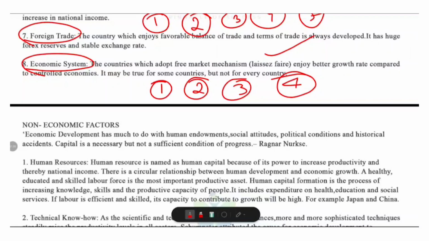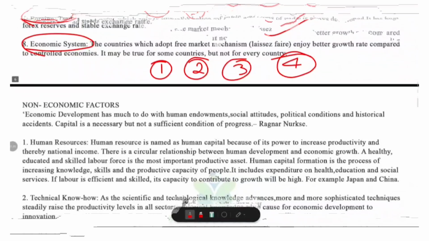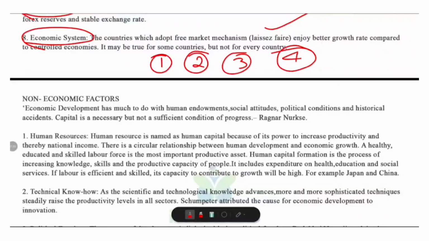Therefore, economic development depends on several interconnected factors: natural resources, capital formation, market size, structural change, financial system, marketable surplus, foreign trade, and the economic system. No single factor can ensure development. It is the combined impact of all these elements that determines the pace and success of a country's economic progress.